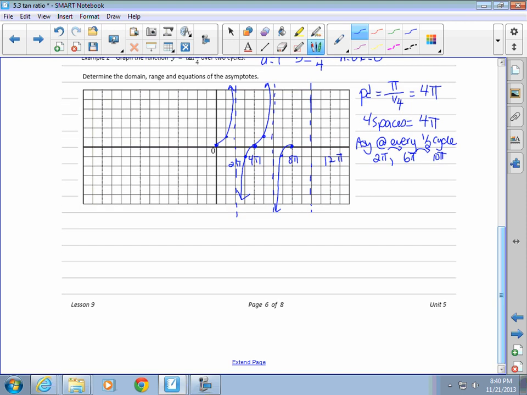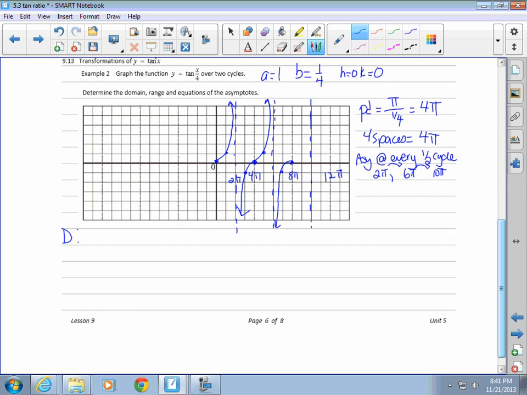So my domain, I need to solve it. So my x got replaced by x over 4. So to find it, I go x over 4 is not equal to pi over 2 times 2n plus 1. So I want to get rid of my denominator. So I have to think of, okay, what's my lowest common multiple of 4 and 2? 4. So I multiply everything through by 4. So this becomes x is not equal to 2 pi times 2n plus 1. X is by itself, I'm done.